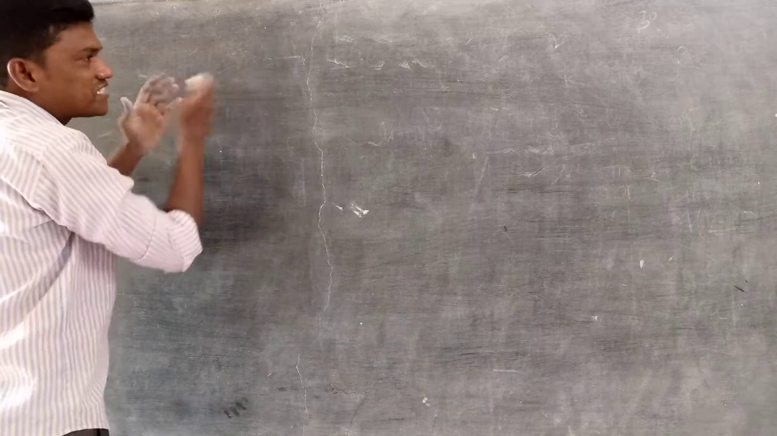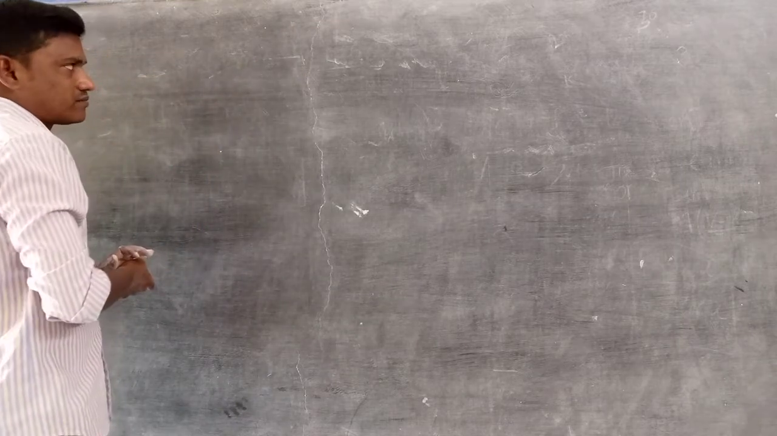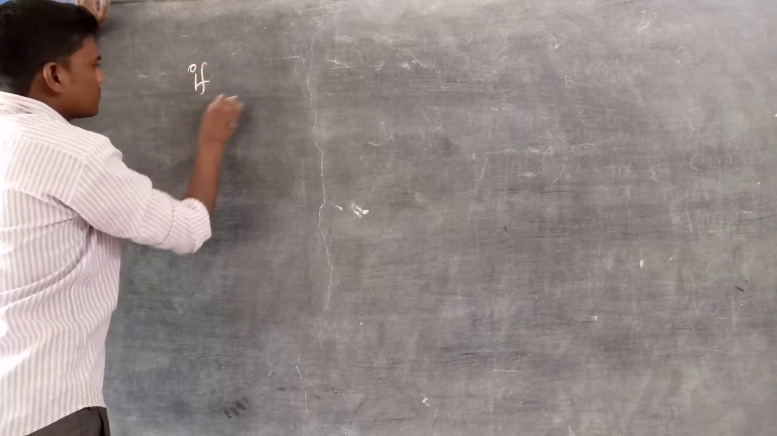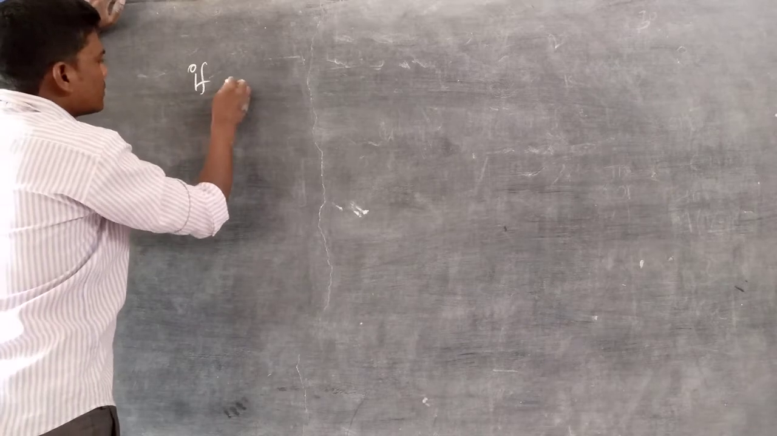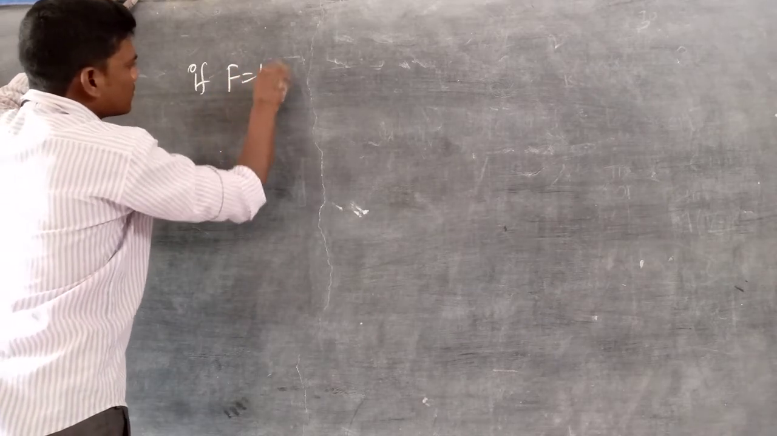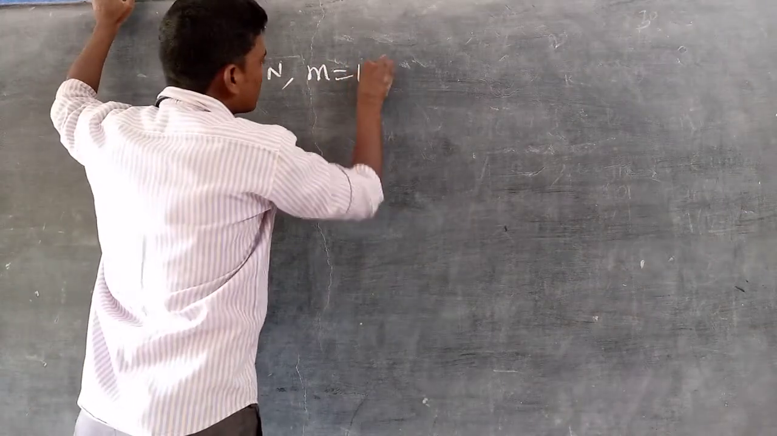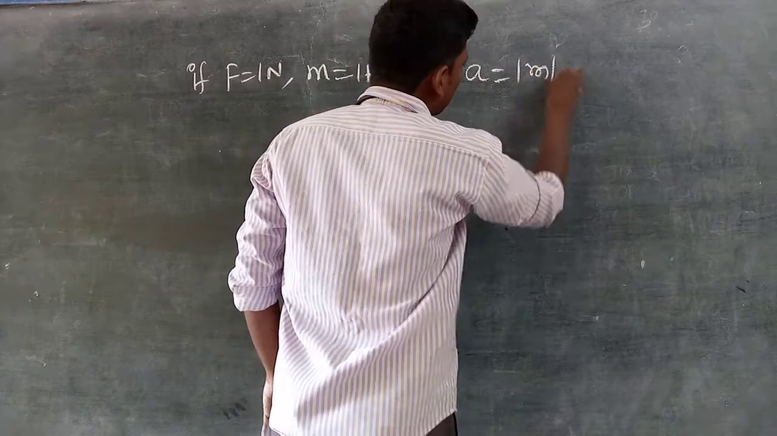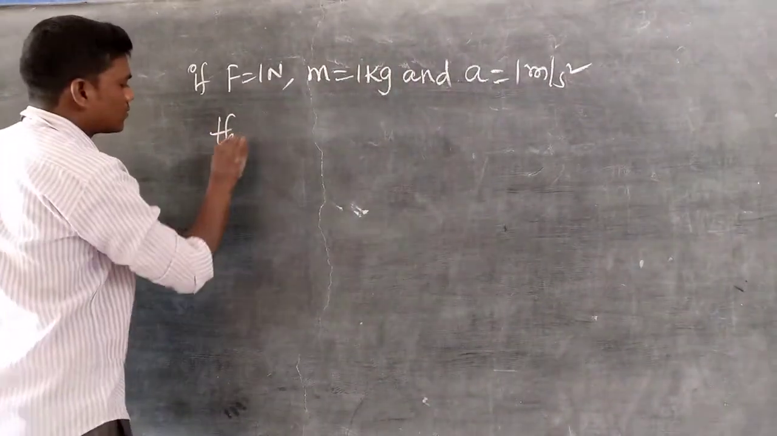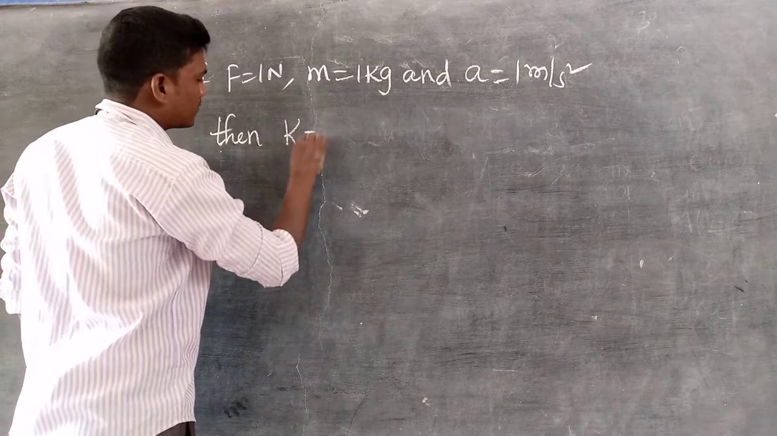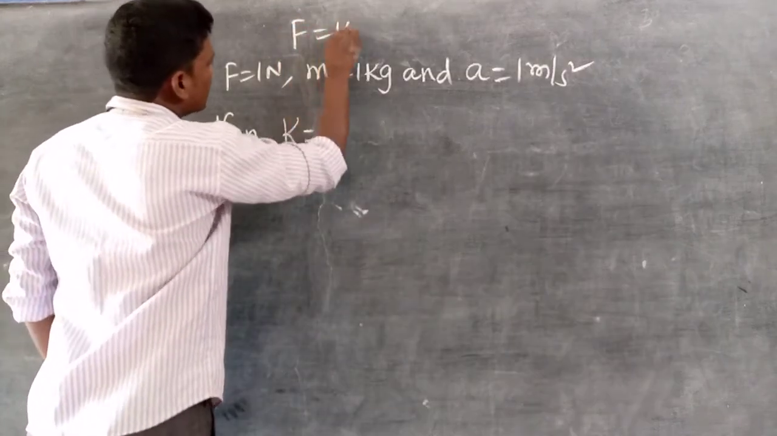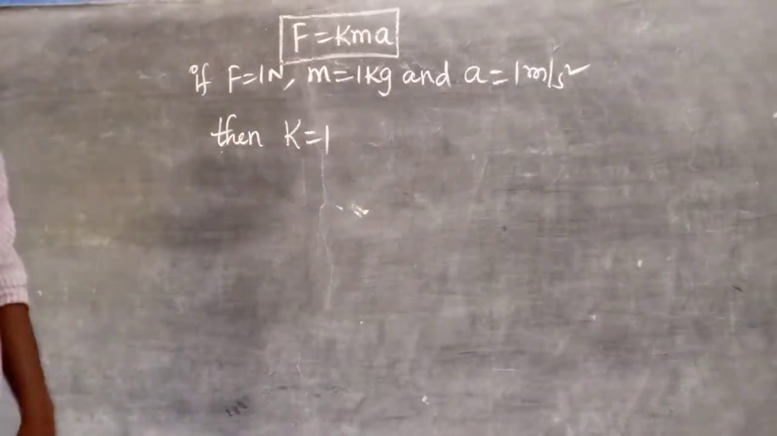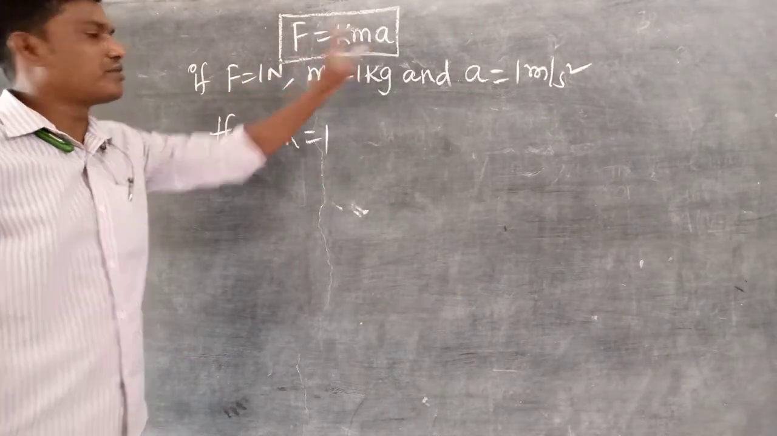So I say in which cases k is equal to 1. So it is our formula F is equal to k into ma.